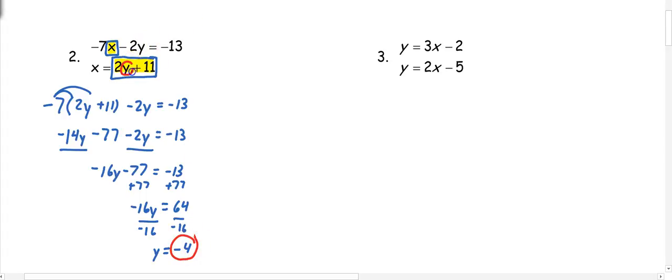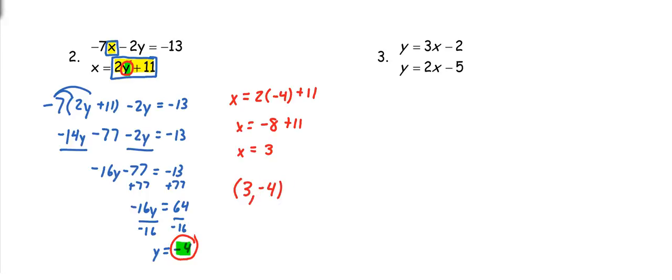Once we know y is negative 4, we need to substitute that back into one of our equations. So I'm going to substitute it into the second equation this time, because it doesn't matter which equation you use. So when I do that, I get x equals 2 times parentheses negative 4 plus 11, x equals negative 8 plus 11. When I add those together, x is 3. So remember when we're doing ordered pair, it's x coordinate, comma, y coordinate. So 3, comma, negative 4.